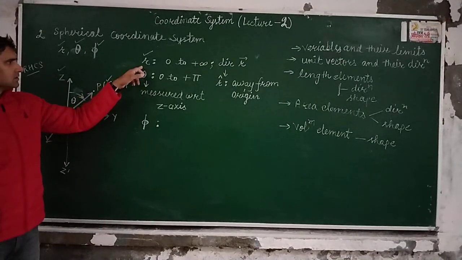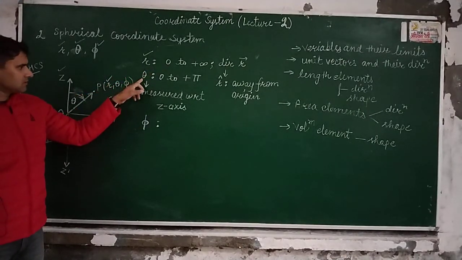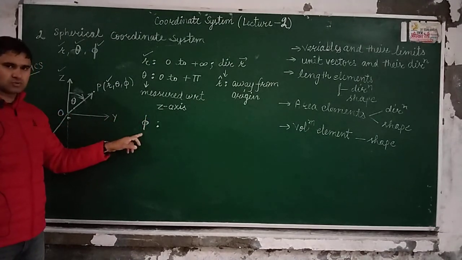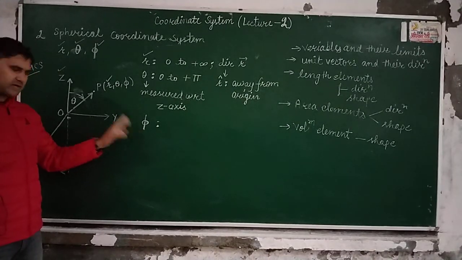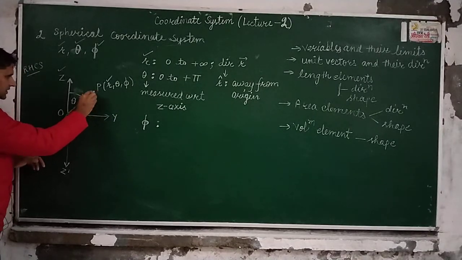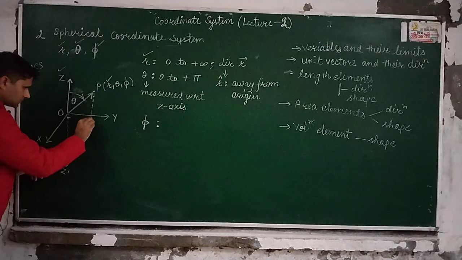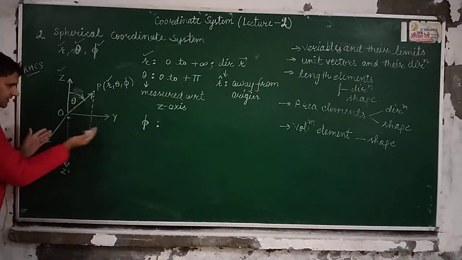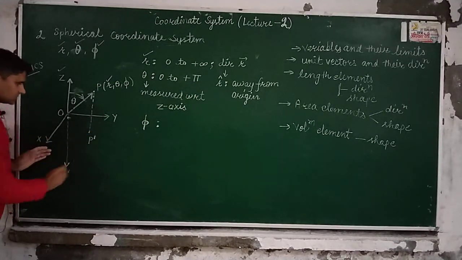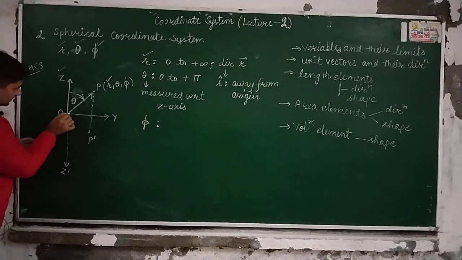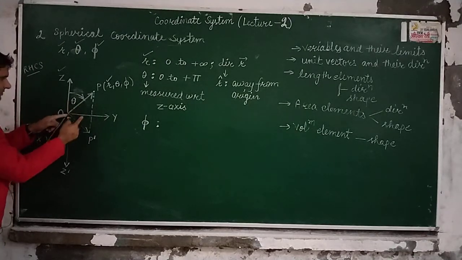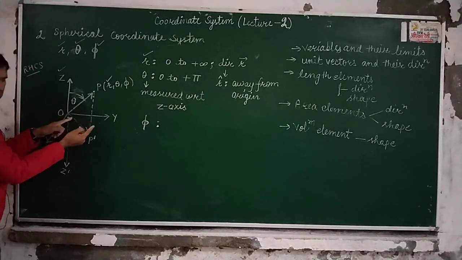In case of r, the reference point is the origin. In case of theta, the reference axis is the z-axis. And now we are to discuss the reference of measurement of phi. For that, you will take the projection of point P in the xy plane. Let this be P dash. And if this angle is theta, what will be this angle? This angle will be 90 minus theta.